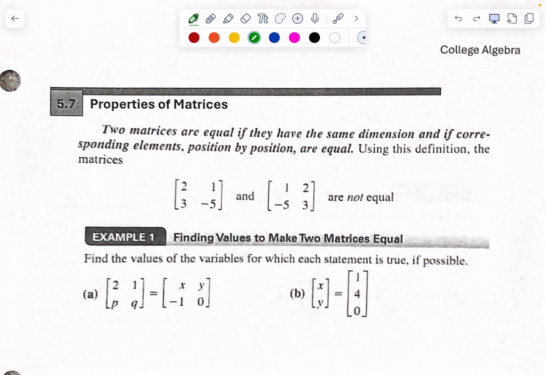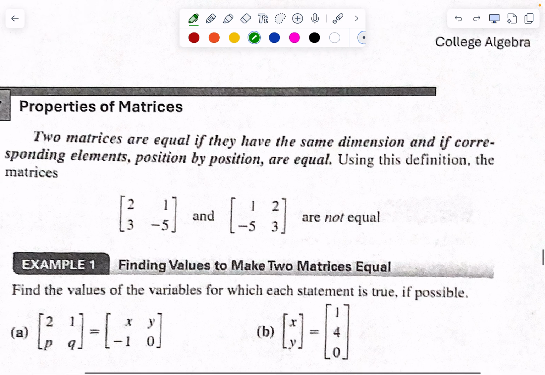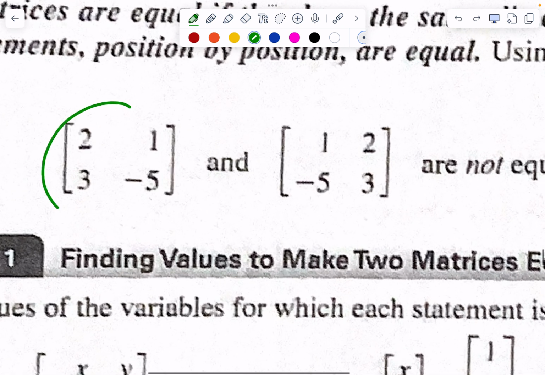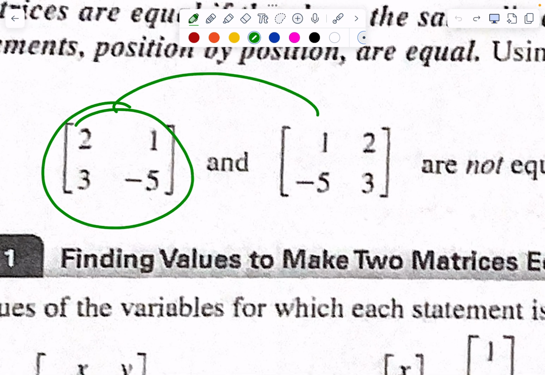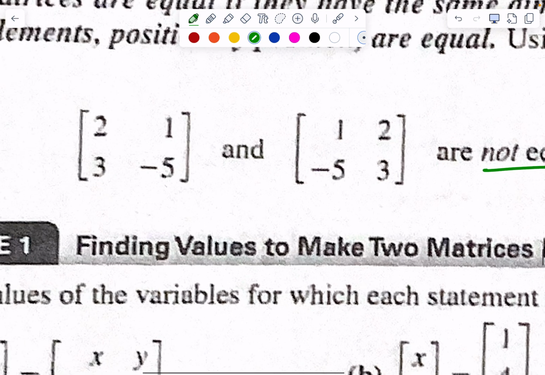So we're talking about matrices that are the same. Two matrices are equal if they have the same dimensions and corresponding elements position by position. So even though these numbers are all the same as these numbers, they are not in the same position, so they are not equal matrices.